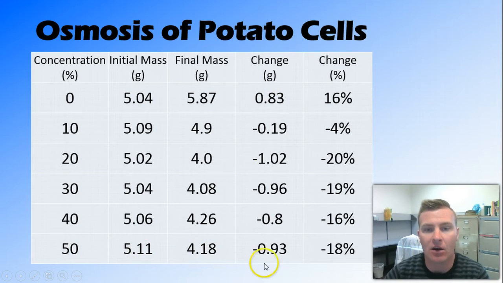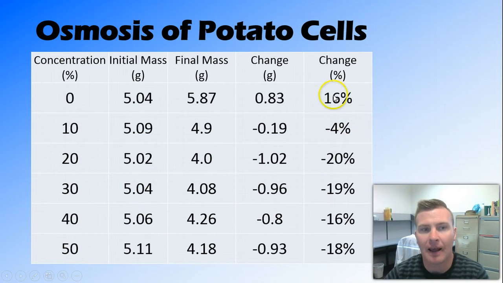So what I've done in this column is I've worked out that change in grams, and then I've converted the change in grams into a change as a percentage. And I did this by taking this change in grams and dividing it by the initial mass. And the reason I did this is because you've got different start masses here. We need to somehow smooth out those numbers. So I put it into a percentage to do that.